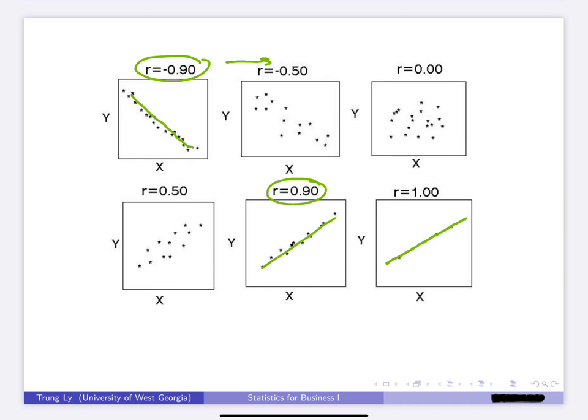Okay. So I hope that this picture shows you the interpretation of the correlation coefficient. So in this video, we defined the correlation coefficient, we learned how to calculate it, and we talked about what the correlation coefficient tells us.